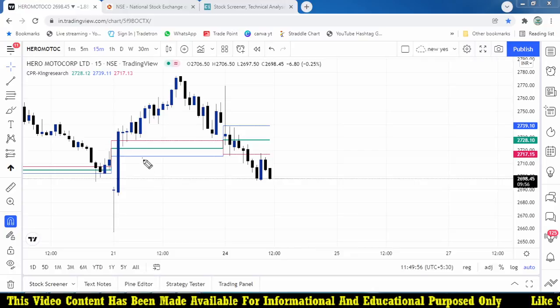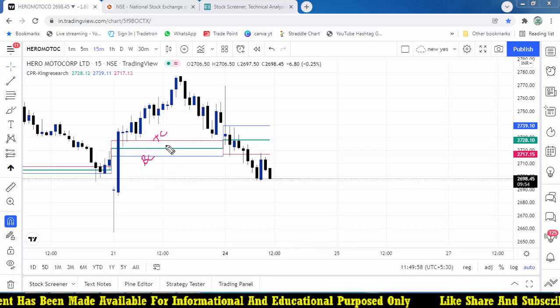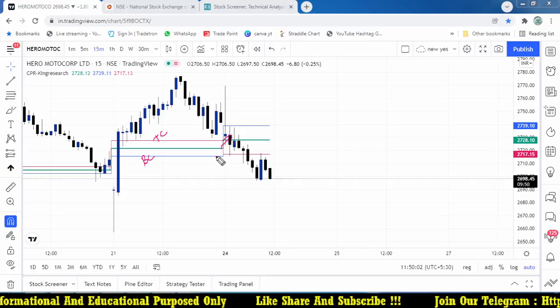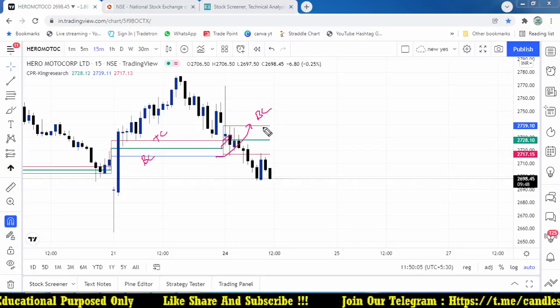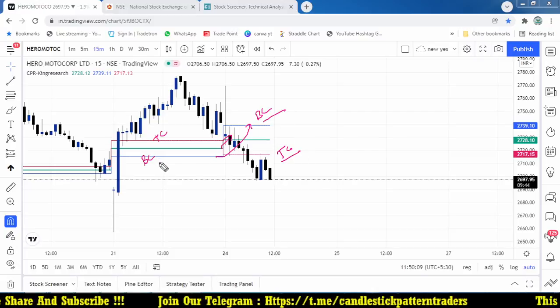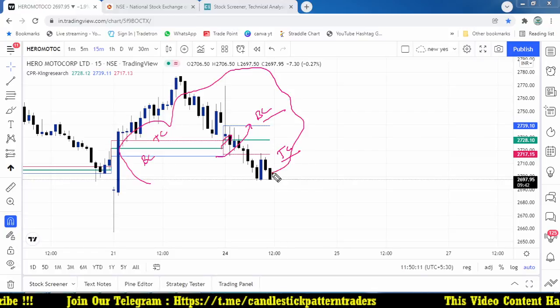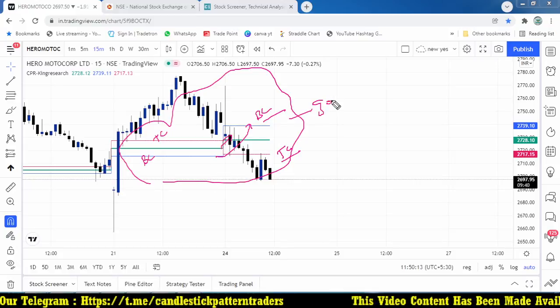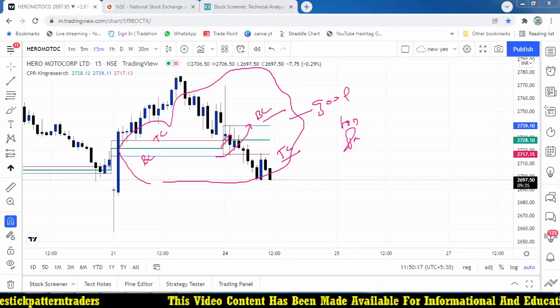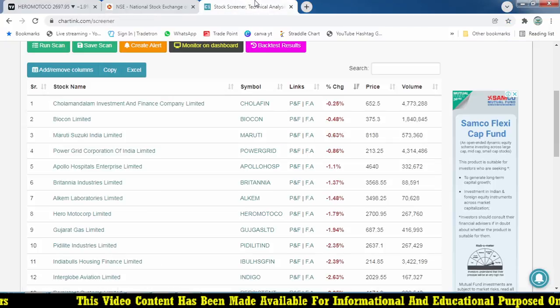So this is the BC, this is the TC. Now the pivot can go up, so here BC shifted to the top and TC came down to the bottom. Can you see the difference? If you find such a kind of opportunity, it is good for intraday. But our idea is to find such a kind of trade opportunity.